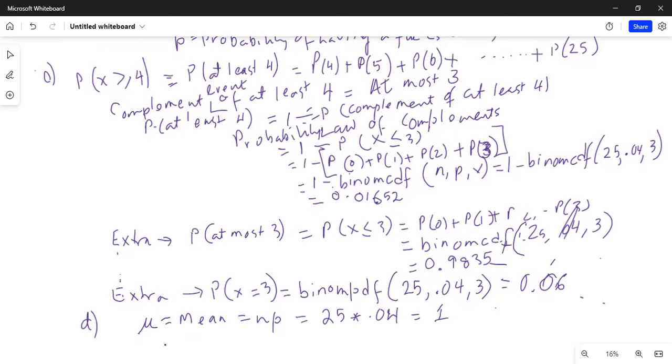Okay, how about the standard deviation? Well, the variance sigma squared formula is n times p times 1 minus p. So it is equal to 25 multiplied by 0.04, I'm sorry, this is 0.04. Let me erase that and fix it.